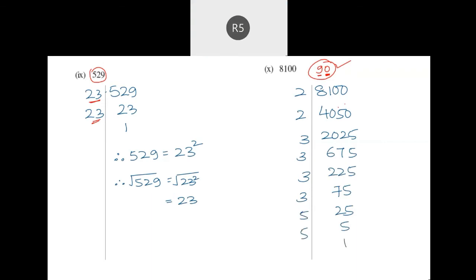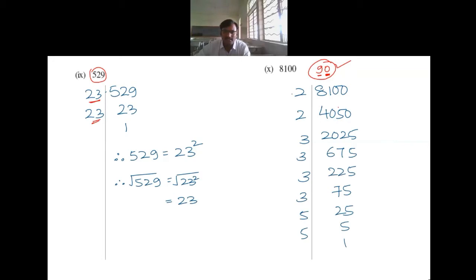It is like this. So you have one pair of 2, two pairs of 3, and one pair of 5.